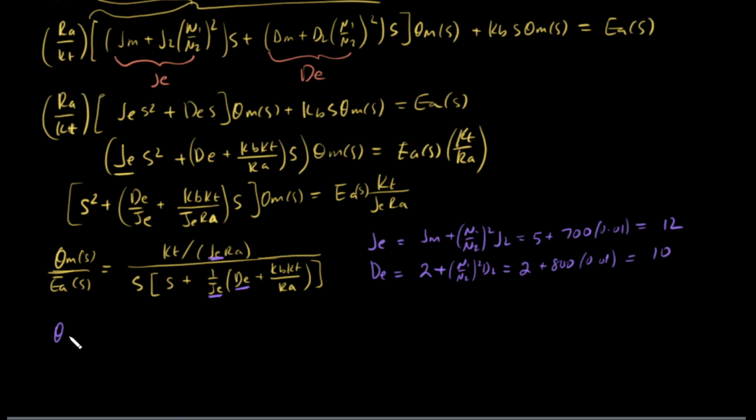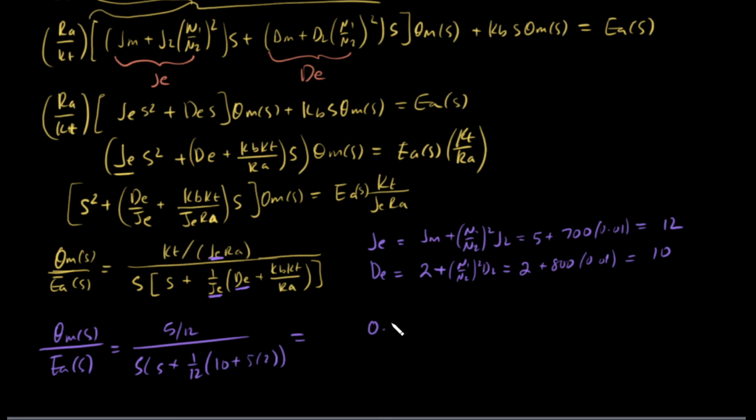So we have theta M of S over EA of S is equal to 5 over 12, divided by S times (S plus 1 over 12 times (10 plus 5 times 2)). And that gives us 0.417 over S times (S plus 1.667).